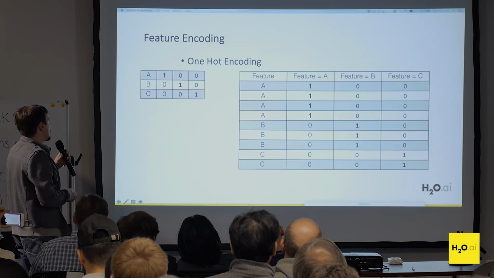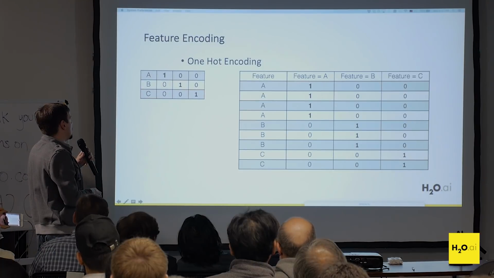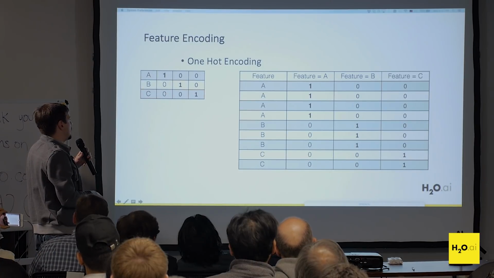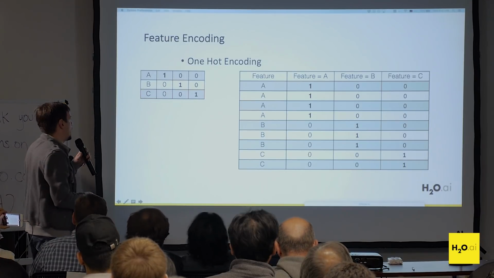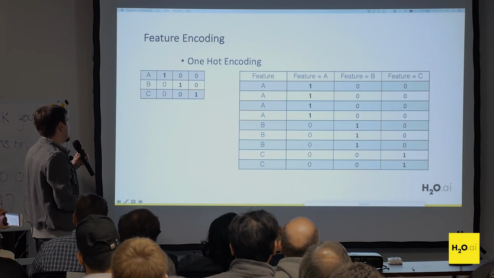But there is one advantage of one hot encoding compared to label encoding. If you have a new category, it will be all zeros. Basically, you have just your bias, and that's it, if you fit a linear model on it.